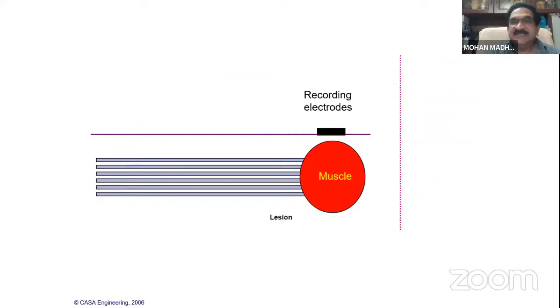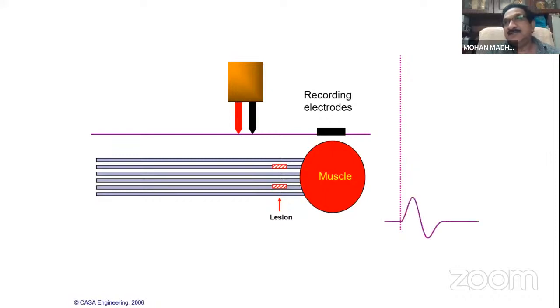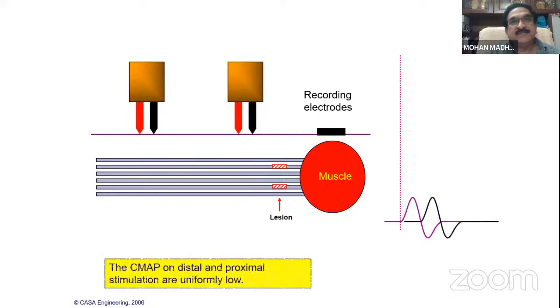If the lesion is distal, as shown here, and you stimulate at the distal point, proximal to the distal block, you get a low amplitude potential. If you give a proximal stimulation also, you get a low amplitude potential. So essentially what you get is a low amplitude potential, which can be confused with axonal degeneration. So this point has to be kept in mind. That means a low amplitude potential can also occur in distal demyelination.